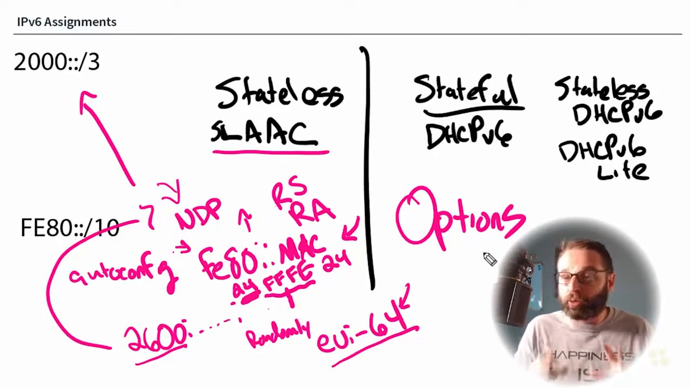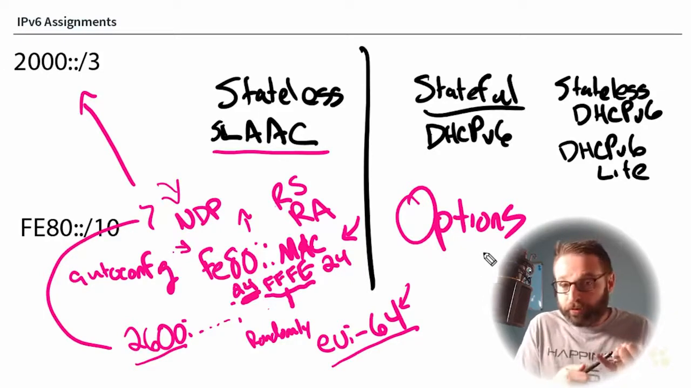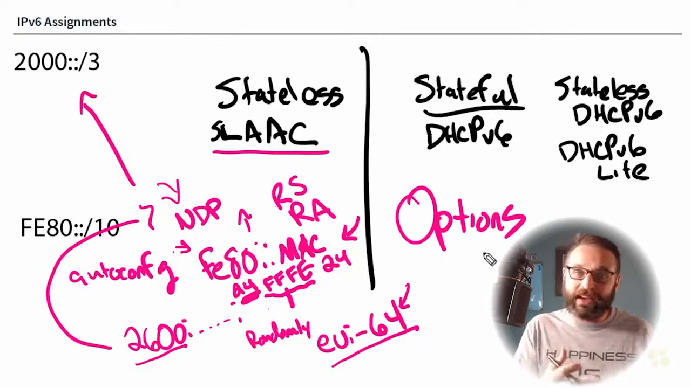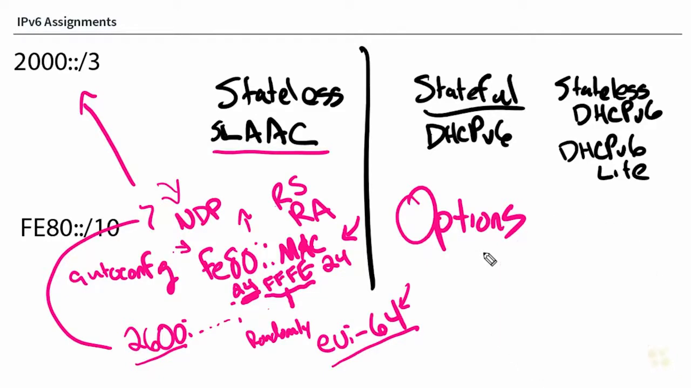Auto configuration is really only concerned with what's my subnet, what's my host address, and how do I get off the subnet. It doesn't really care about things like DNS or your SIP server, and that is where SLAAC can fall short. And DHCPv6 is what solves that problem.